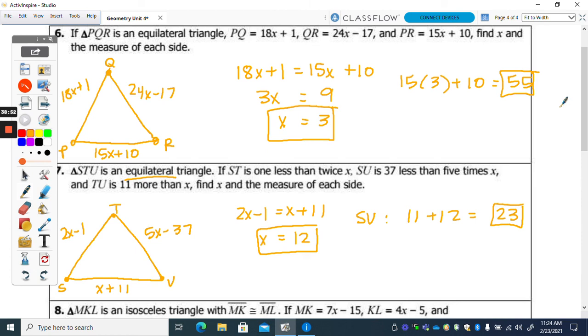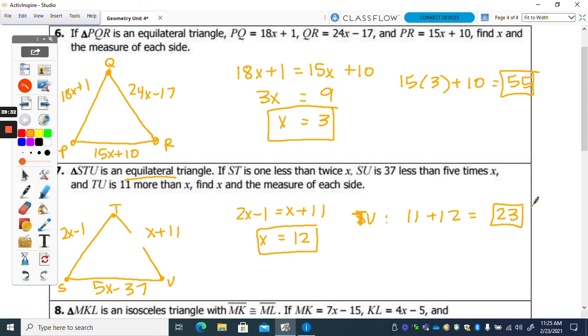The equipment says SU is 37. I just wrote it wrong up there. Okay. Good thing the sides are equal. That's right, Gabe. So my 5x minus 37 should have been down here. And then TU is x plus 11. So TU is equal to 23, but they're all equal to 23.